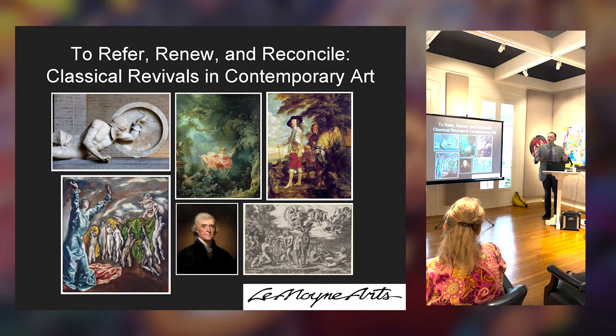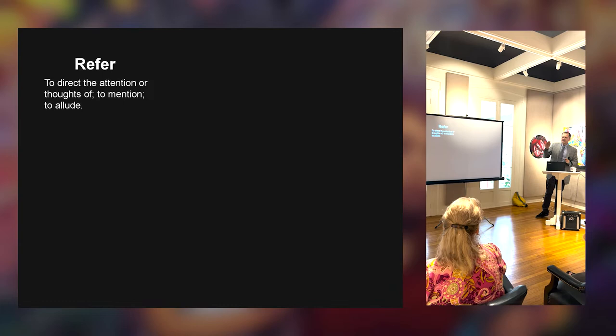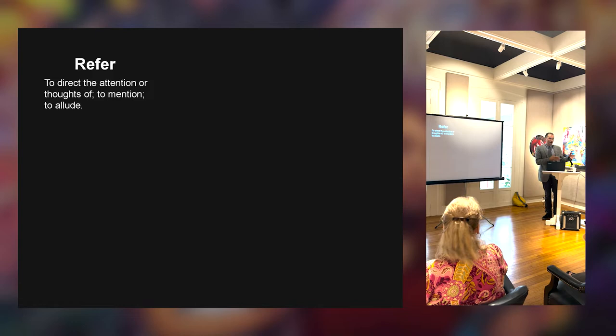That way you can look around and think, is this a reference? Is this a renewal? Or is this a reconciliation of some sort? So let's talk about what I mean by those terms. I'm going to start with some examples of what I mean, and then we'll break it down into the three parts. I'll show you some artworks that you may recognize from art history.